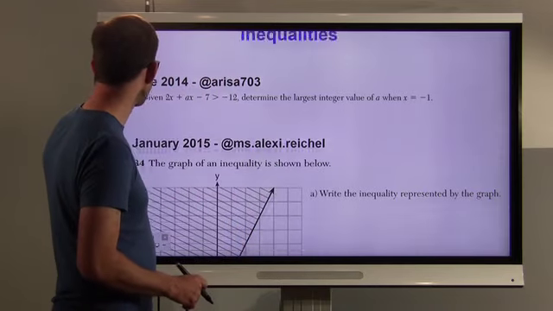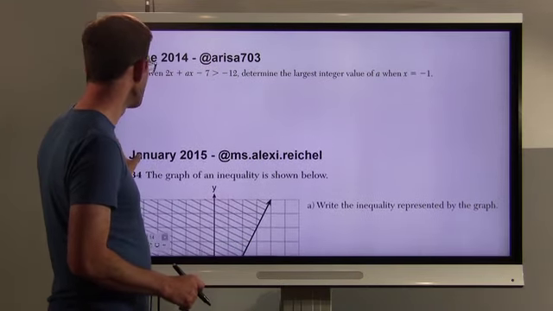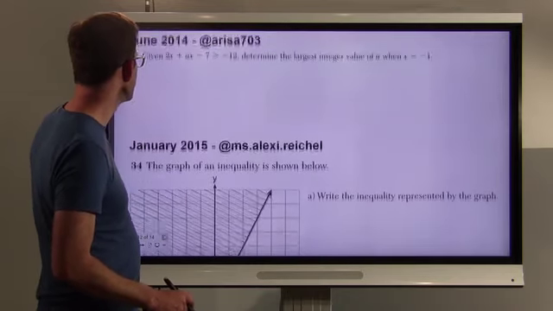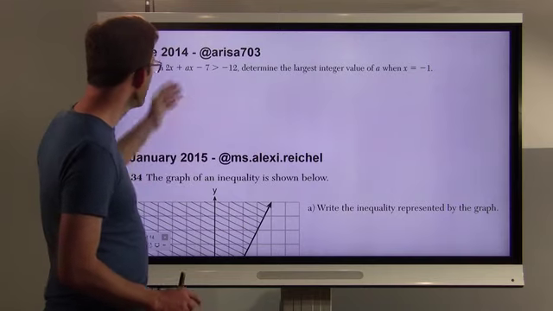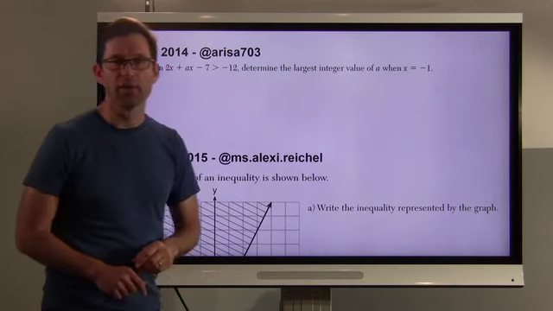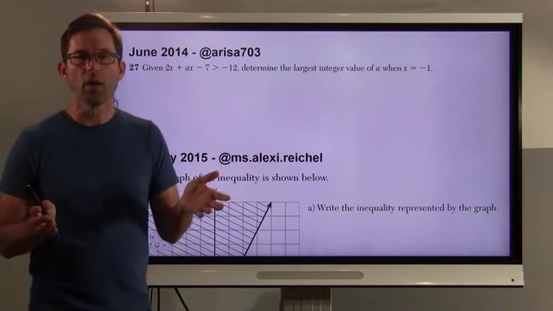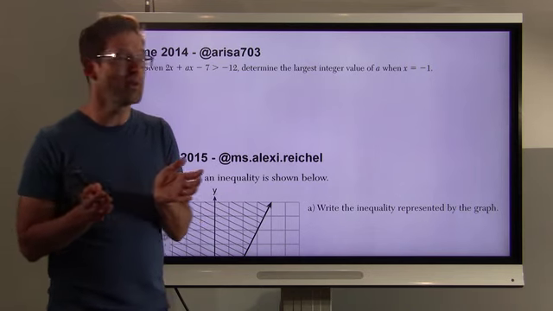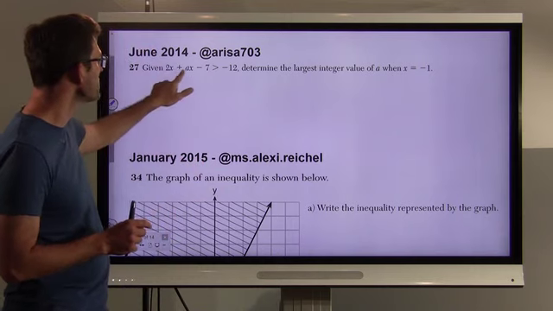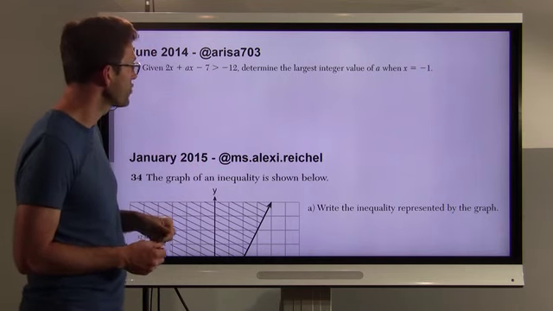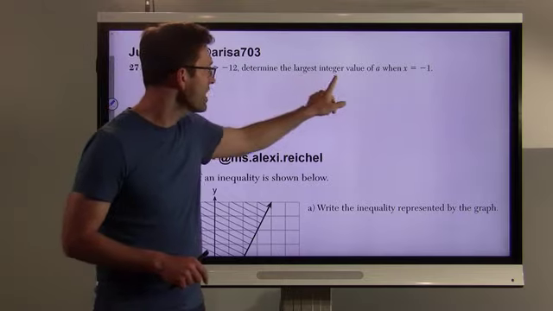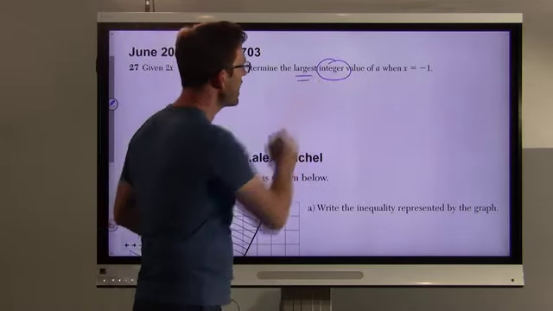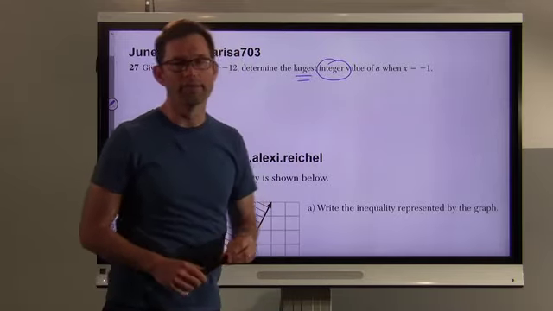So let's take a look at number 27 a little bit. I'm going to just move this down some. Here's a situation where you've got an inequality with only a single variable. Arissa703 asks about this. It kind of looks like there's more than one, but there isn't. It says, given 2x plus ax minus 7 is greater than negative 12, determine the largest integer value of a when x is negative 1.